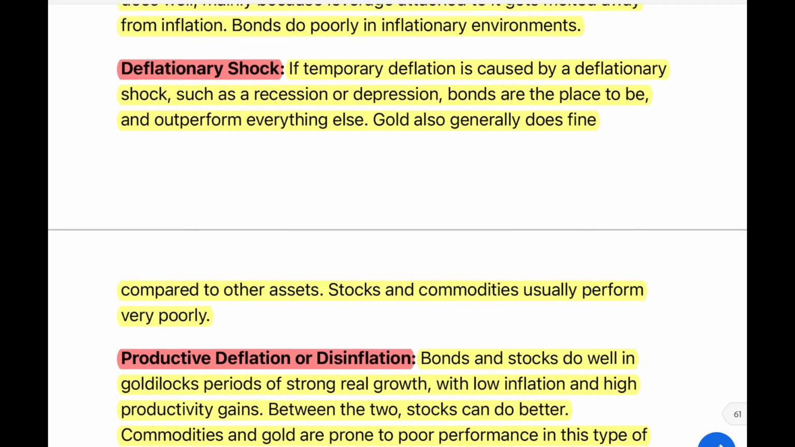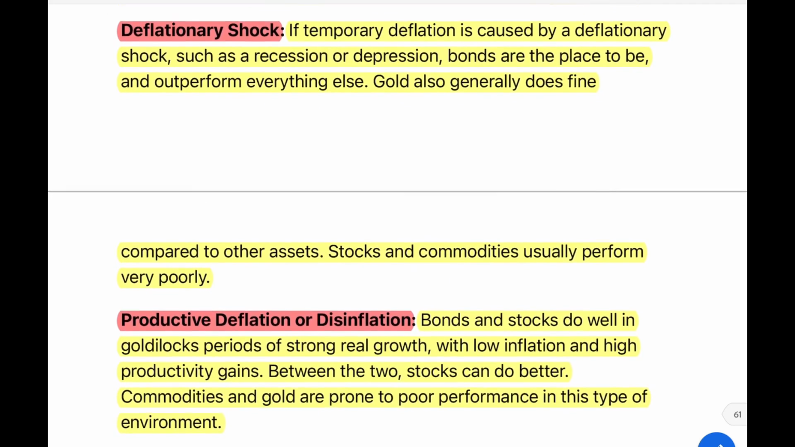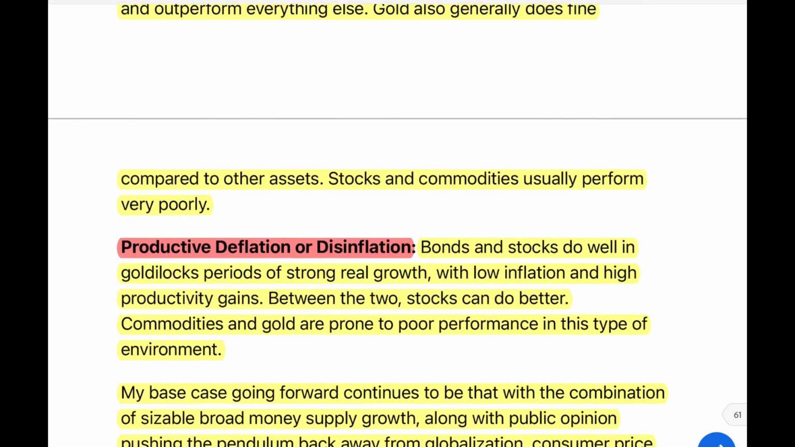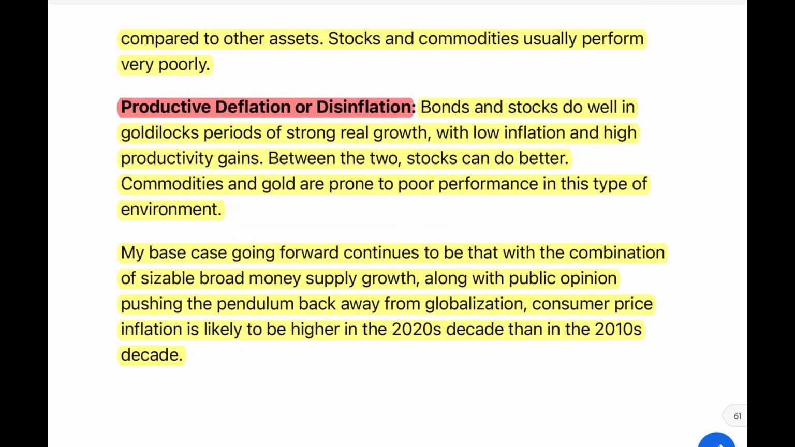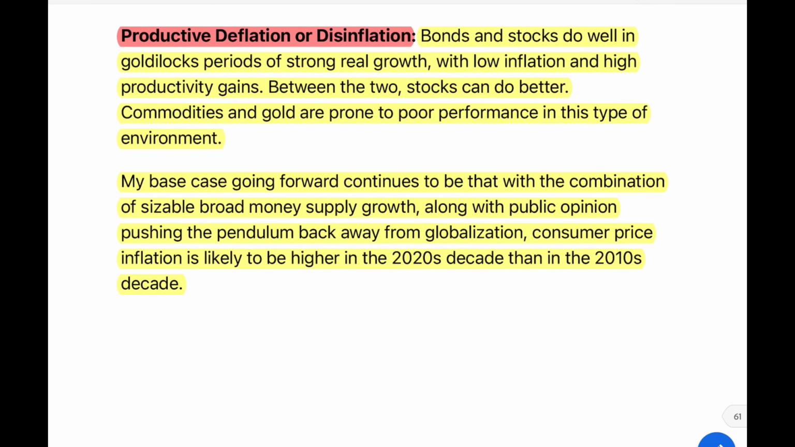Deflationary shocks: if temporary deflation is caused by deflationary shocks, such as a recession or depression, bonds are the place to be and outperform everything else. Gold also generally does fine compared to other assets. Stocks and commodities usually perform very poorly. Productive deflation or disinflation: bonds and stocks do well in periods of strong real growth with low inflation and high productivity gains. Between the two, stocks can do better. Commodities and gold are prone to poor performance in this type of environment.